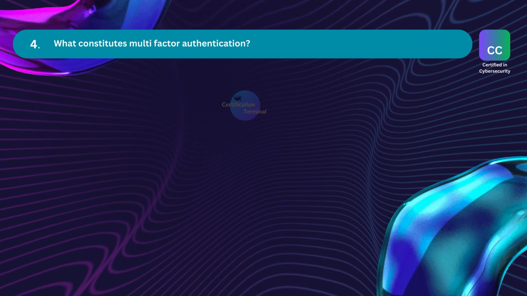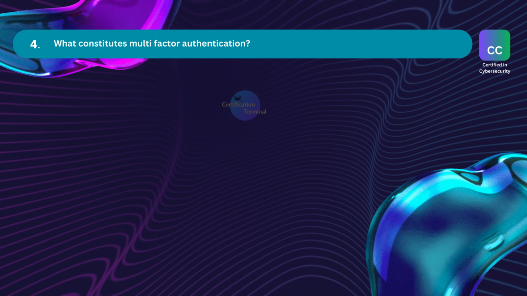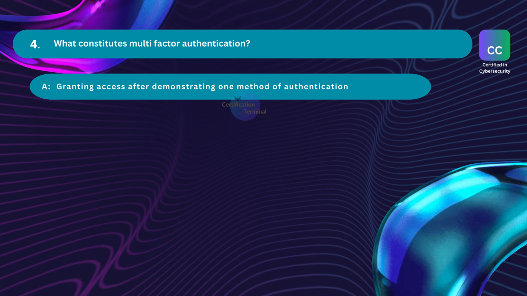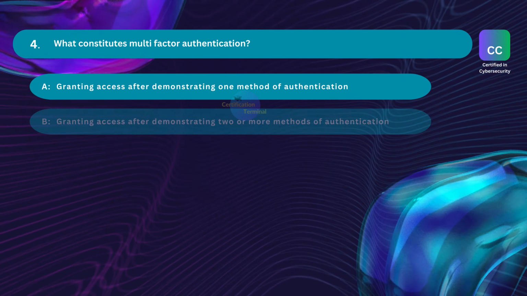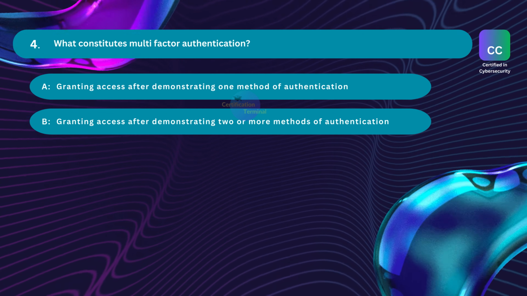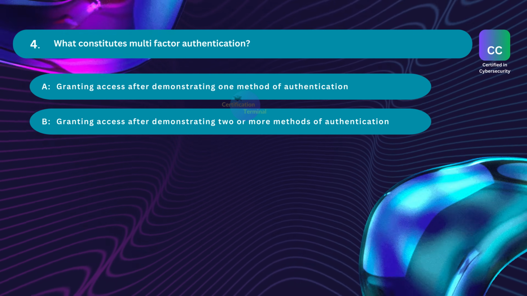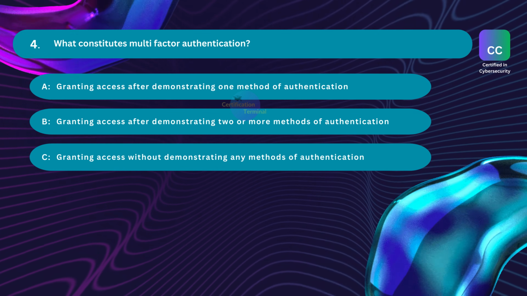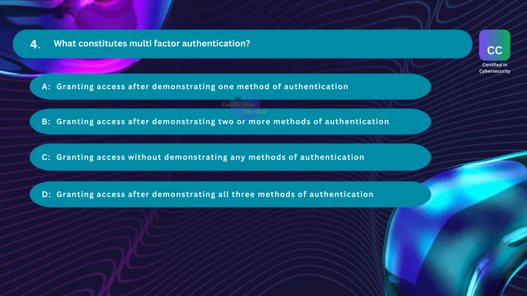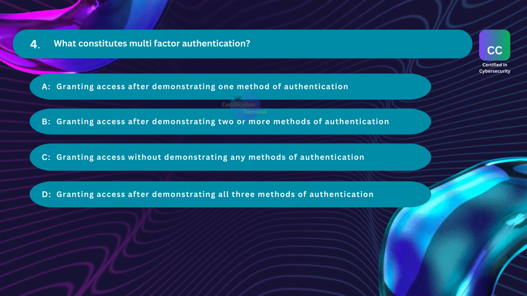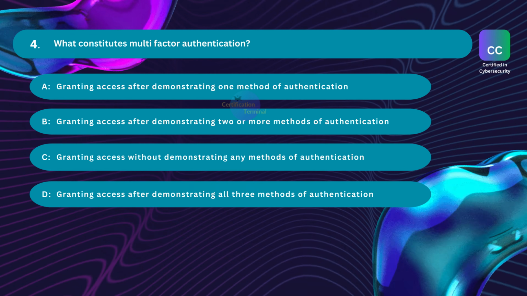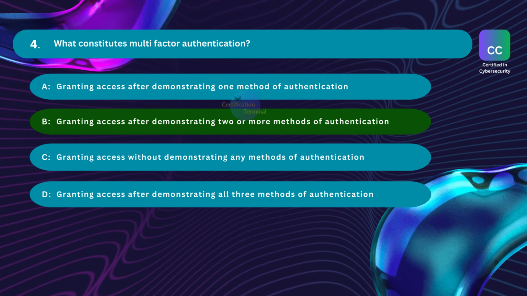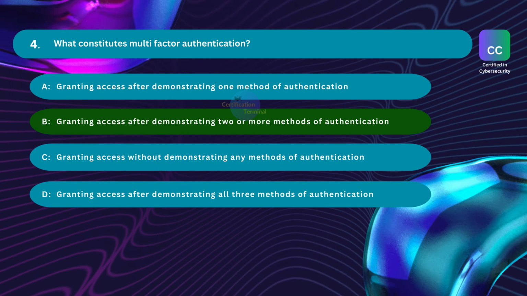Question number 4. What constitutes multi-factor authentication? Option A, granting access after demonstrating one method of authentication. Option B, granting access after demonstrating two or more methods of authentication. Option C, granting access without demonstrating any methods of authentication. Option D, granting access after demonstrating all three methods of authentication. The correct answer is Option B, granting access after demonstrating two or more methods of authentication.